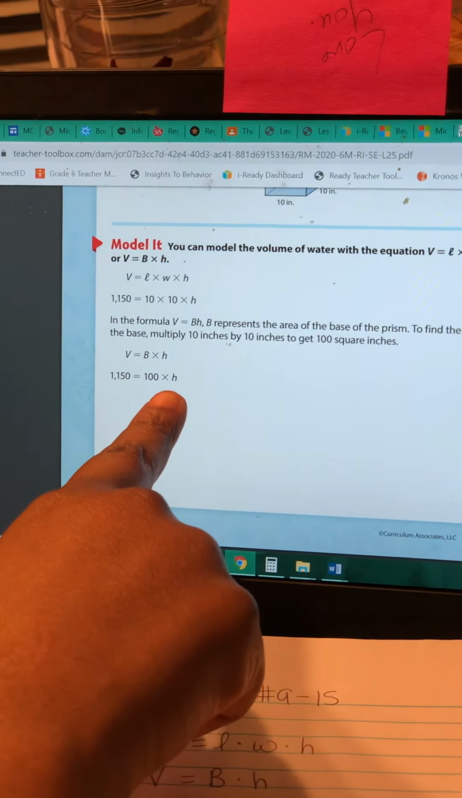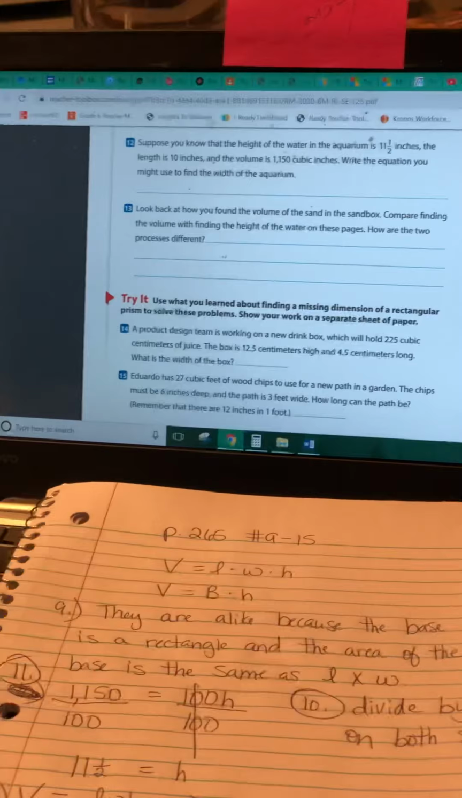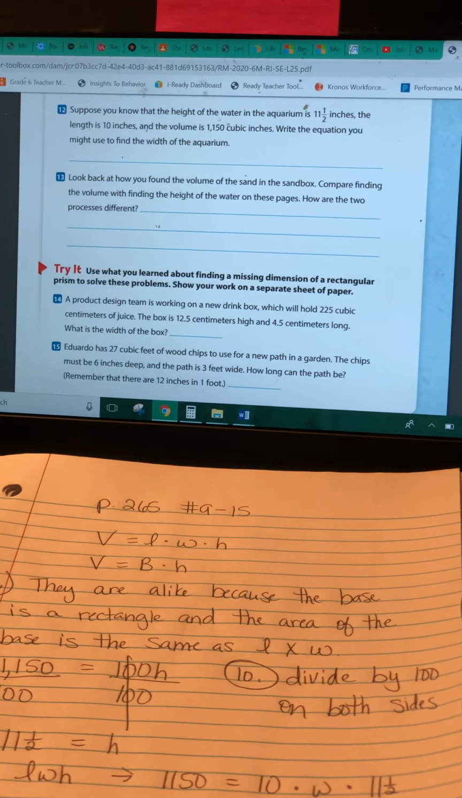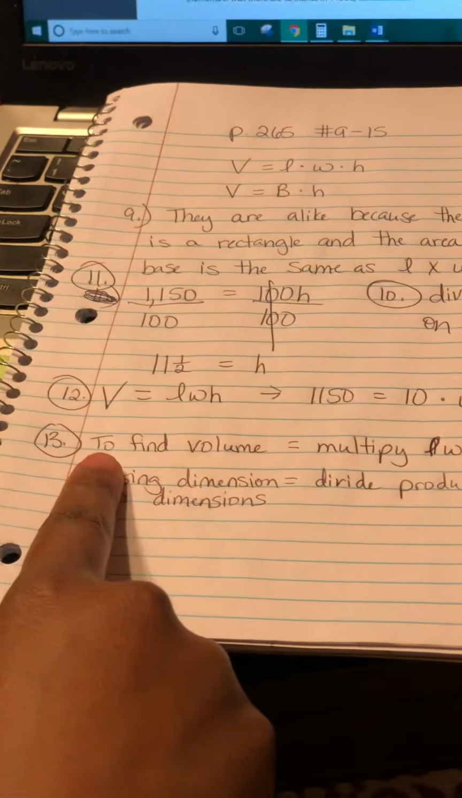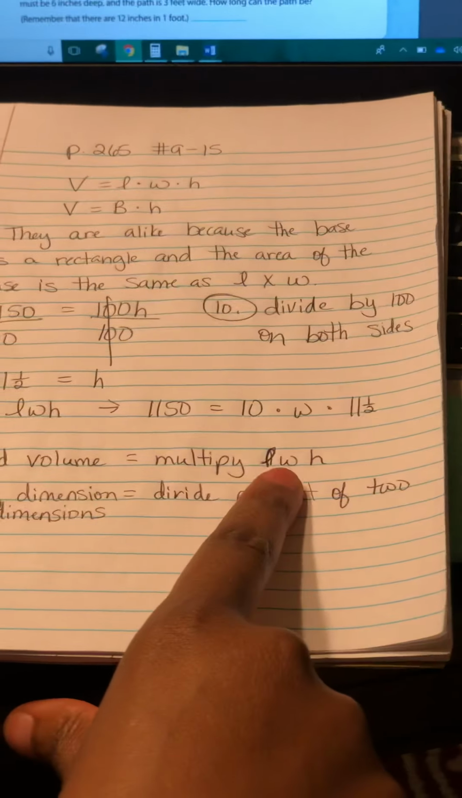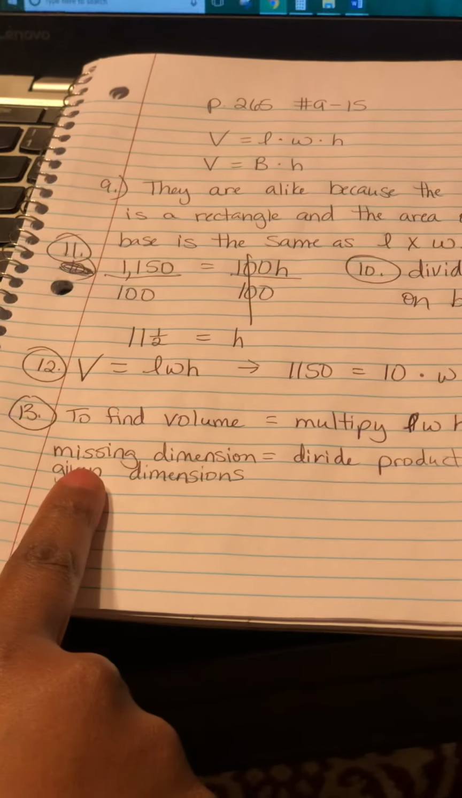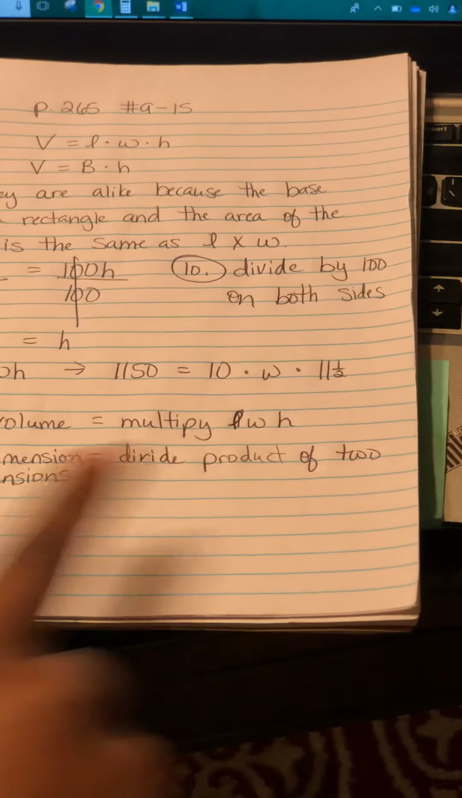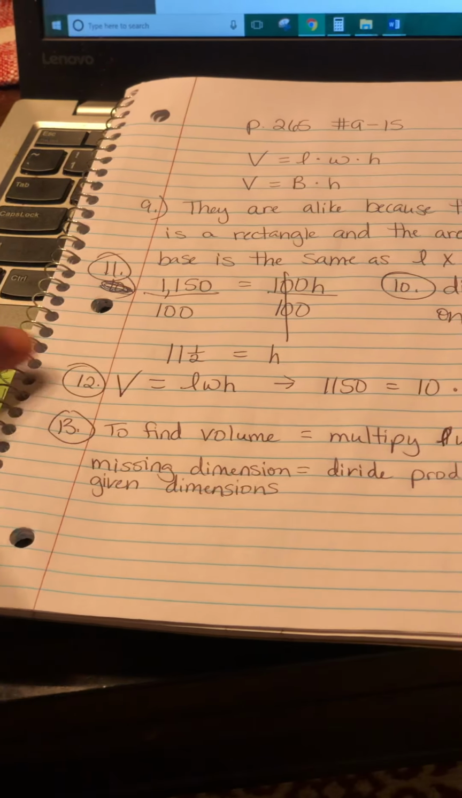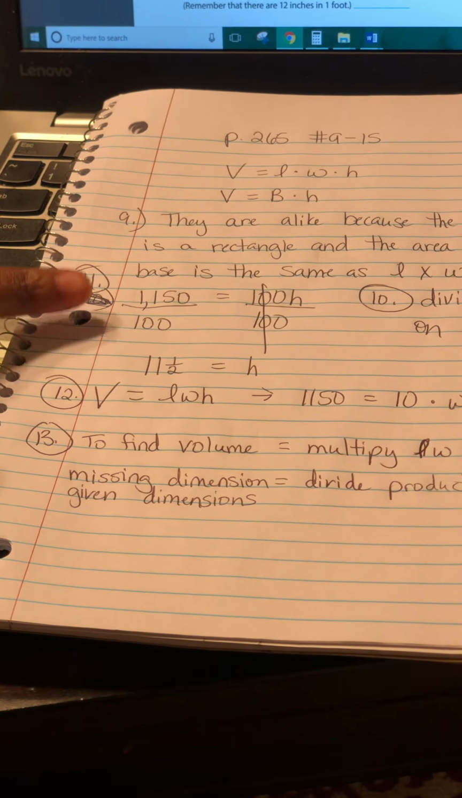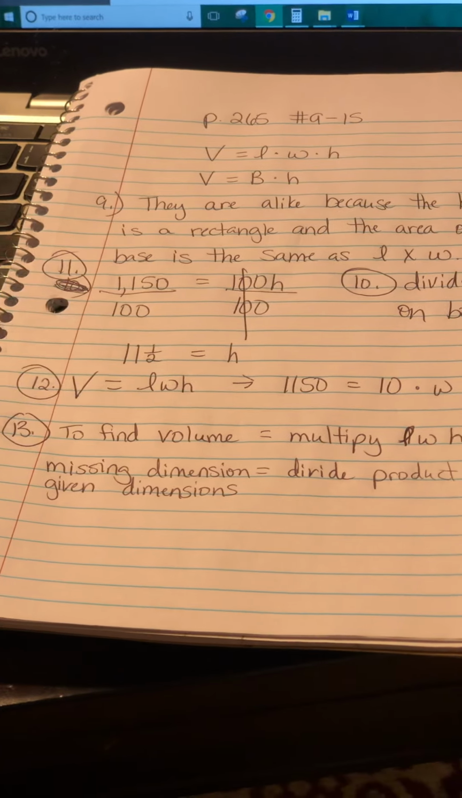All right, so let me get my laptop to scroll here. So let's go back to number 13. How are those two processes different? Well, they're different because remember, when we find the volume, we do length times width times height. To find a missing dimension, we divide by the product of the two given dimensions, okay? And that's modeled here for us in number 11, okay?